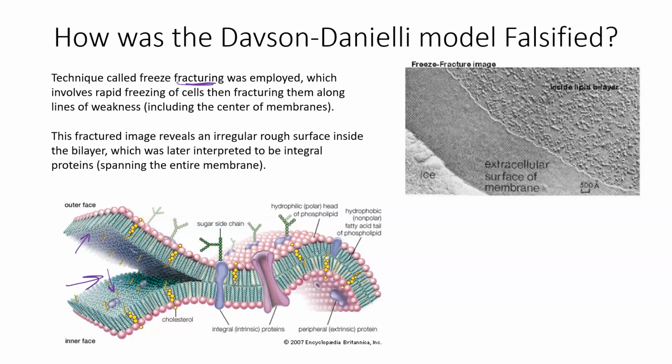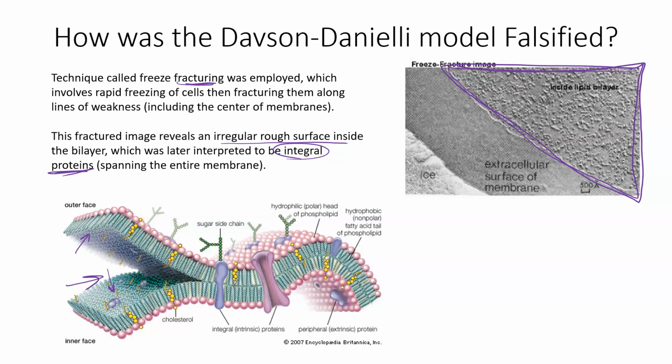and found that the inside lipid bilayer, when viewed under microscopy, actually appeared to have all of these really rough indentations or bulging structures, which was very different to the way the Davson-Danielli model said the membrane was structured. And upon closer inspection, the irregular rough surface was interpreted to be integral proteins that were spanning through the membrane.